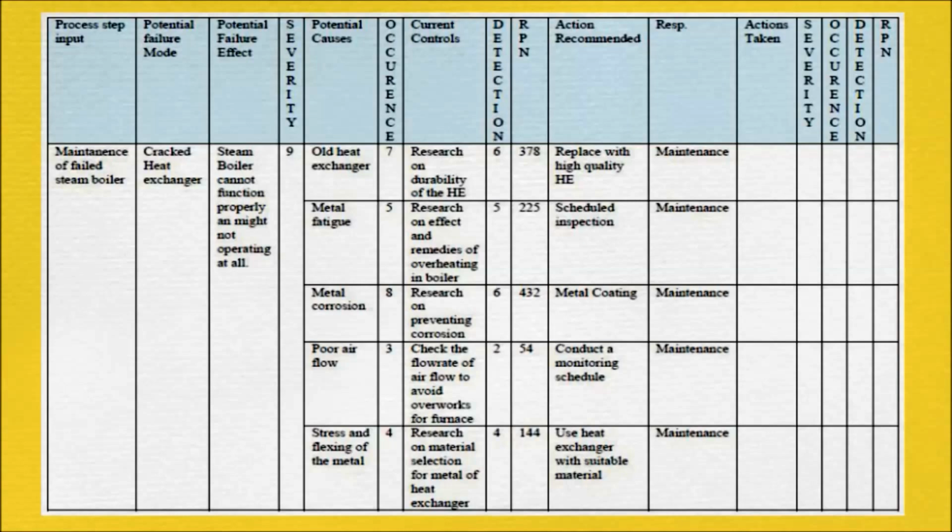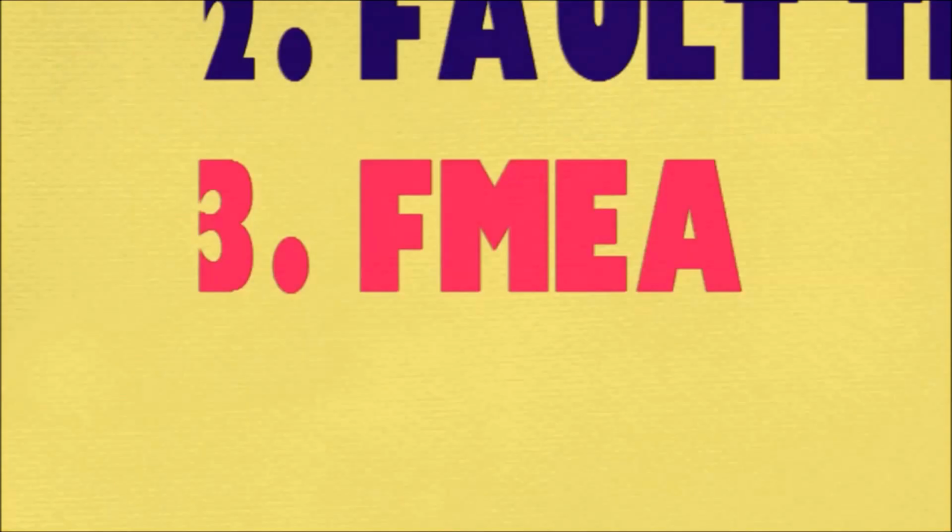For the RPN, which stands for risk priority number, the severity will be multiplied with the occurrence and detection, and then we will get the value of RPN for each potential cause, and from the value of RPN we can indicate what action can be recommended to reduce the problem that we face.